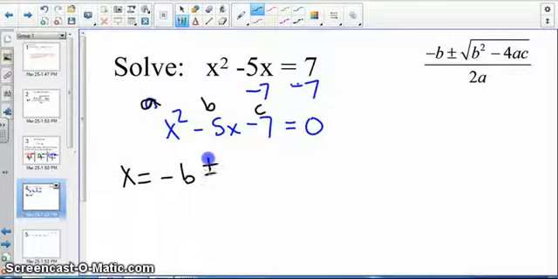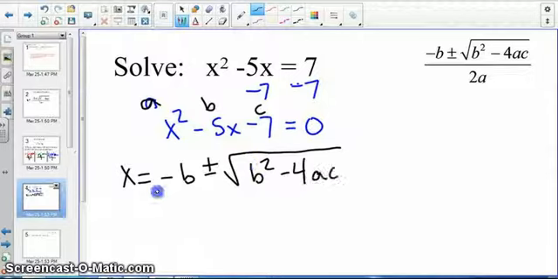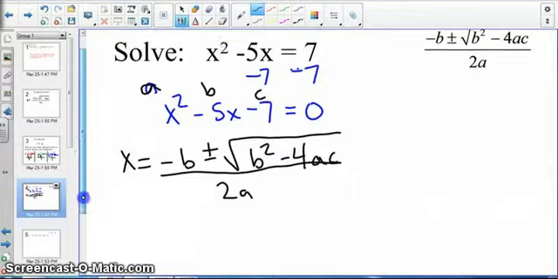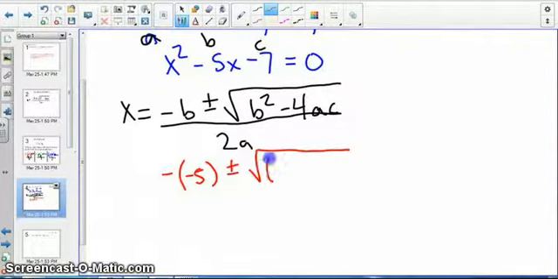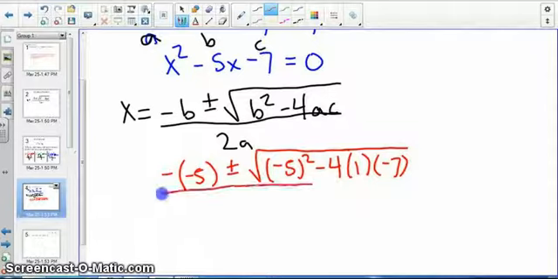And I'm going to plug those into my quadratic formula. So negative b plus or minus the square root of b squared minus 4ac all over 2a. Now all I'm going to do is plug those numbers in for a, b, and c. So negative b, so b is negative 5, plus or minus the square root of b, which is negative 5, squared, minus 4 times a, which is 1, and c is negative 7, all over 2 times a. a is 1.